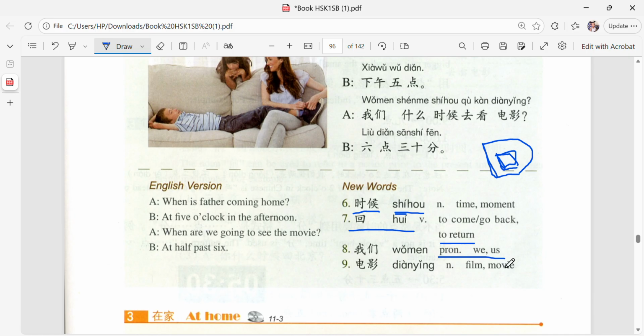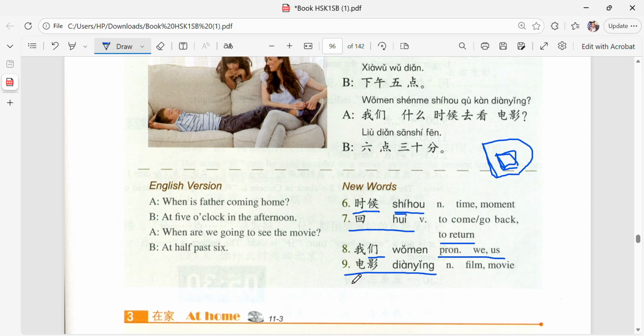Yeah. So woman, 我们, we. Okay, you and I, we are women. When you remove the men, it becomes we, it becomes I or me. But if you put men, then it becomes plural.